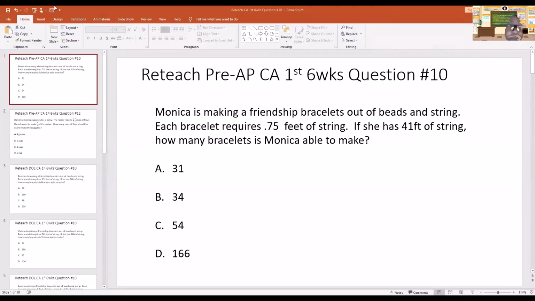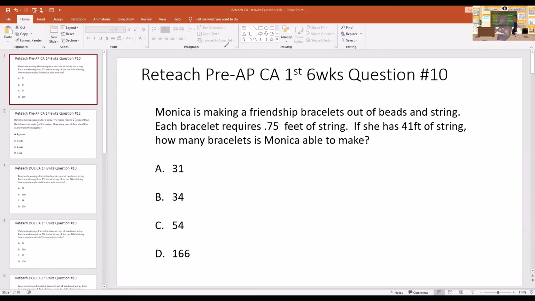Okay, y'all, today we will be doing a reteach over the pre-AP Common Assessment question number 10. Let me read. Monica is making a friendship bracelet out of beads and string. Each bracelet requires 7/500th of a foot of string. She has 41 feet of string. How many bracelets is Monica able to make?